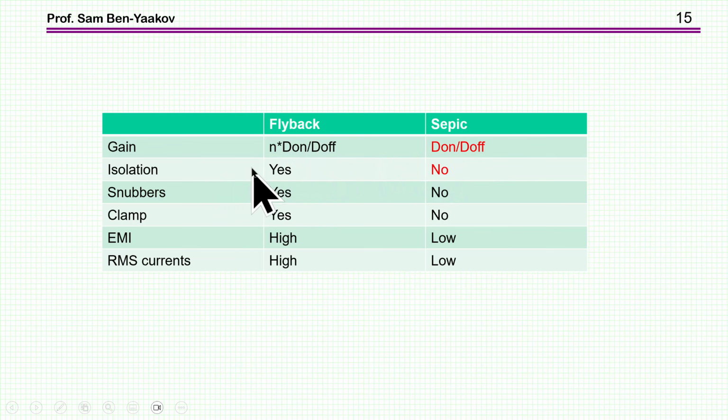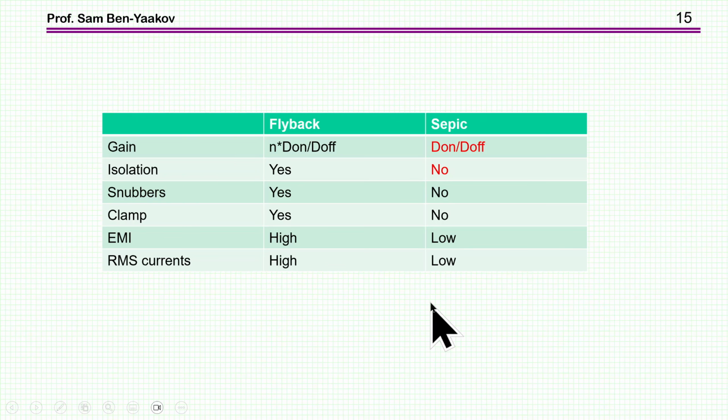Obviously, Flyback has isolation, which you cannot get with the Sepic, but all the other things are actually better in the Sepic. You don't need a snubber, you don't need a clamp. Well, in some cases you'd like to add some snubber, but in general, the requirement is really very mild. And then EMI, of course, in the Flyback is much higher than in the Sepic, and the RMS current of the primary and secondary wires will be lower. So we see that the Sepic has a lot to offer.